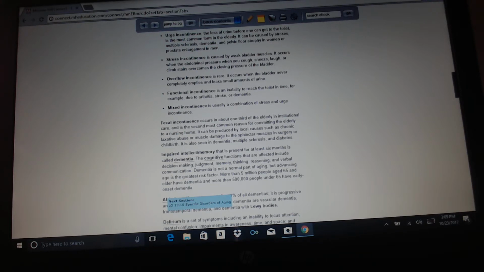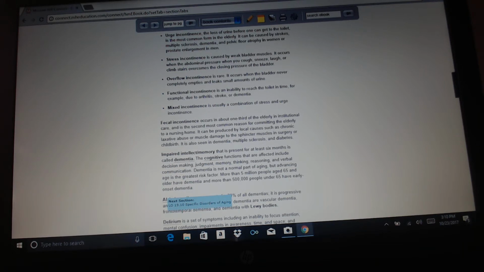It occurs when the abdominal pressure when you cough, sneeze, laugh, or climb stairs overcomes the closing pressure of the bladder. Overflow incontinence is rare. It occurs when the bladder never completely empties and leaks small amounts of urine. Functional incontinence is an inability to reach the toilet in time, for example, due to arthritis, stroke, or dementia. Mixed incontinence is usually a combination of stress and urge incontinence.